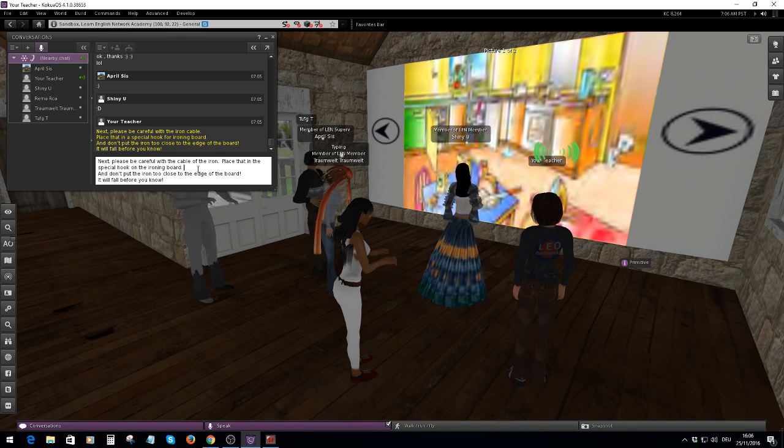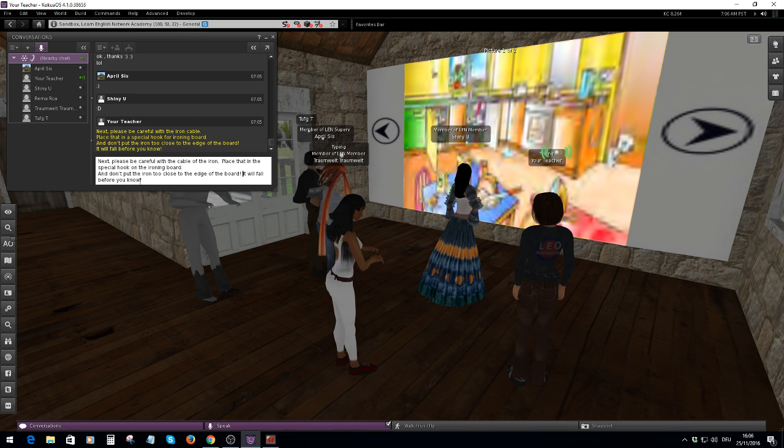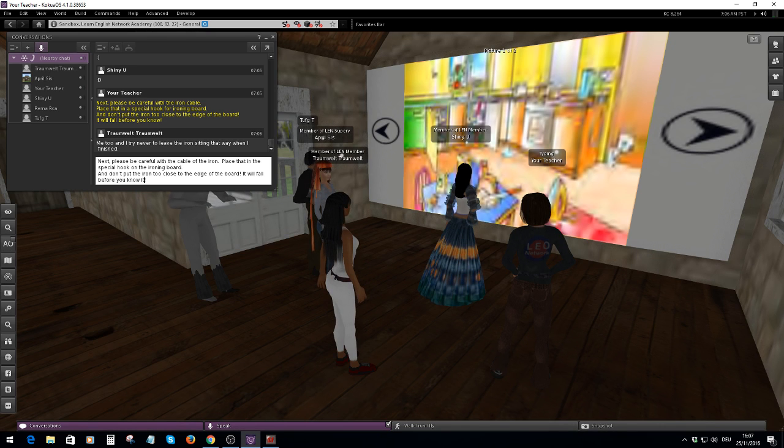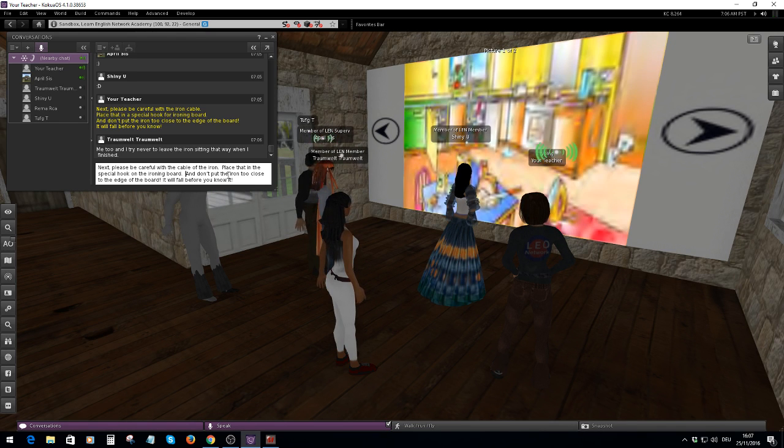And "don't put the iron too close to the edge of the board." Very good. "And then it will fall before you know." It will fall before you know what? Before you know it. That's it. You know it already.